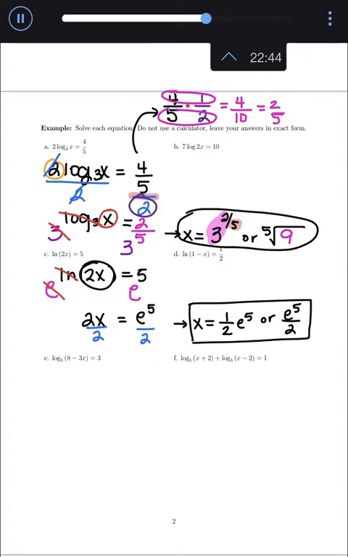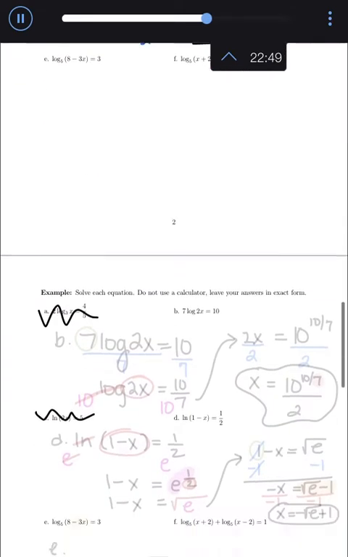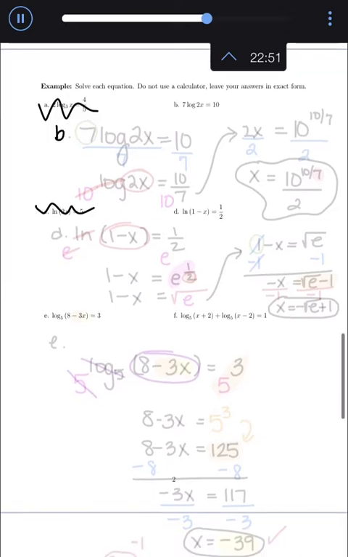Continuing along, we've already done problems A and C, so let's take a look at B and D. So in problem B, we have 7 log, and again, it doesn't say what base. If it's a log and we don't see a base, remember that it's a hidden base 10, of 2x equals 10. Well, the first thing I need to be able to do is get rid of that 7 that's out in front of my log. So I'm going to divide both sides by 7. That'll get me started at least.